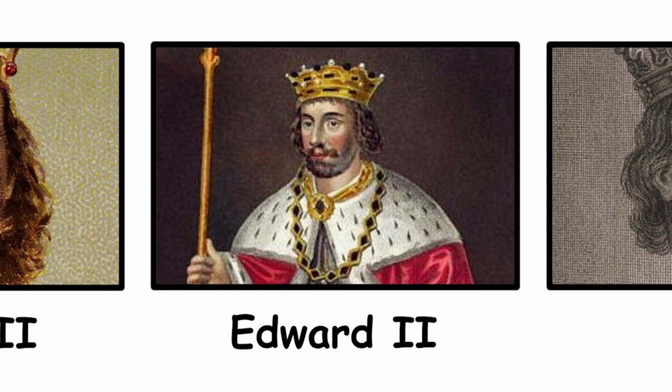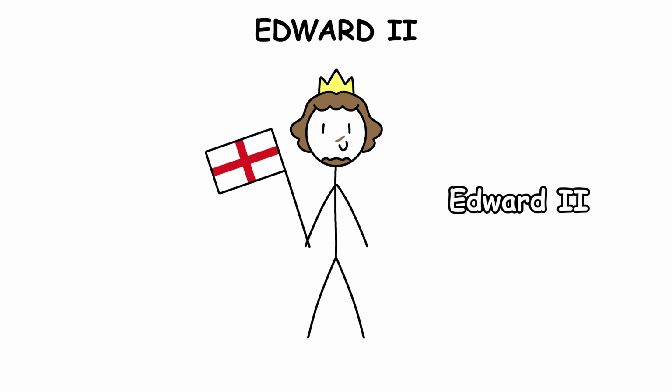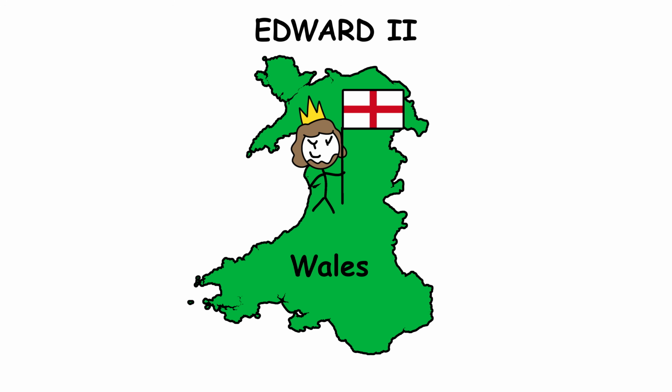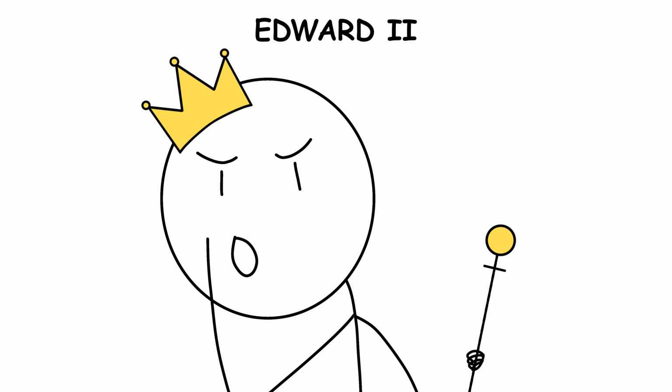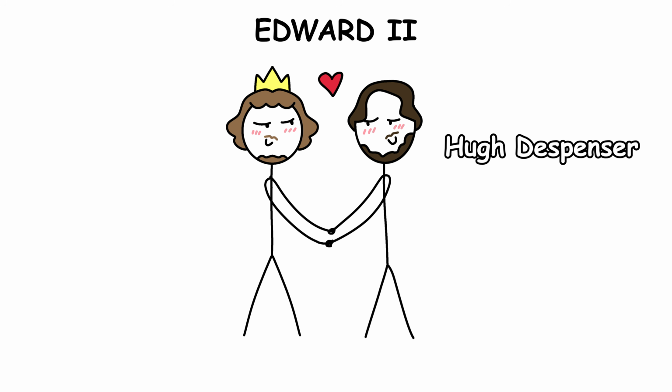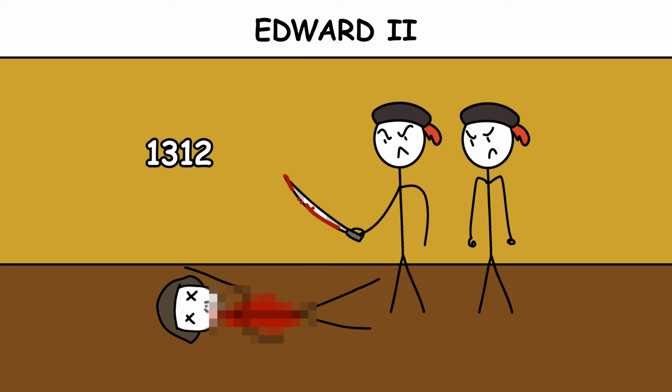Edward II, the Disaster King. Edward II became King of England in 1307 and inherited the most powerful kingdom in Europe. His father had conquered Wales and nearly conquered Scotland. Edward destroyed it all. Edward prioritized his male lovers over ruling. First Piers Gaveston, then Hugh Despenser, after nobles murdered Gaveston in 1312.